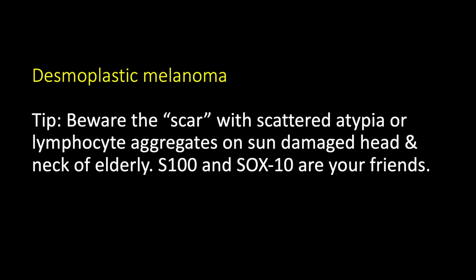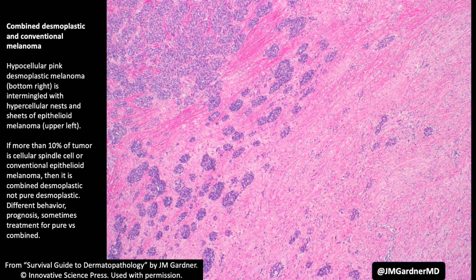So that's all the stuff I just told you. And when 90% or more of the tumor looks like the stuff I just showed you, we call those pure desmoplastic, but sometimes they're present with an epithelioid or spindle cell melanoma component, and then we say that they're mixed or combined desmoplastic. The reason that matters is that pure desmoplastic melanomas actually have a somewhat better behavior on a depth-by-depth basis to other melanomas of conventional type.